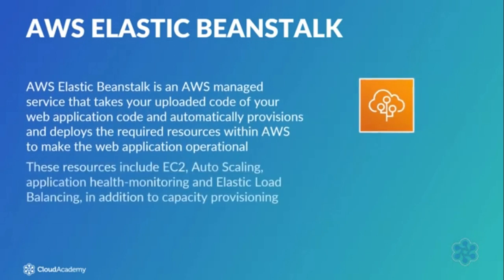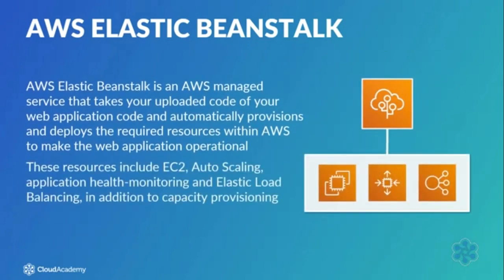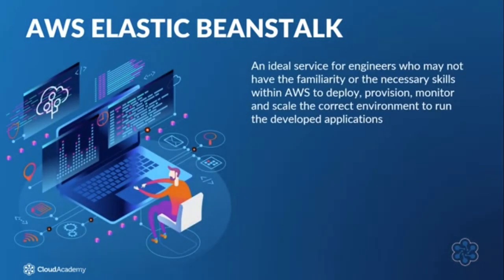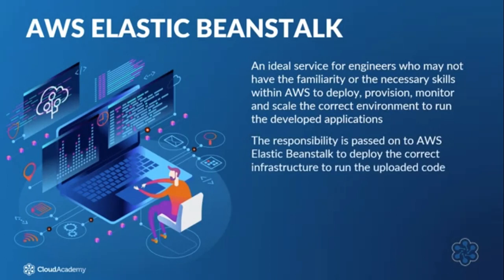These resources can include other AWS services and features such as EC2, auto-scaling, application health monitoring, and elastic load balancing, in addition to capacity provisioning. This automation and simplification makes it an ideal service for engineers who may not have the familiarity or the necessary skills within AWS to deploy, provision, monitor, and scale the correct environment themselves to run the developed applications. Instead, this responsibility is passed on to AWS Elastic Beanstalk to deploy the correct infrastructure to run the uploaded code.